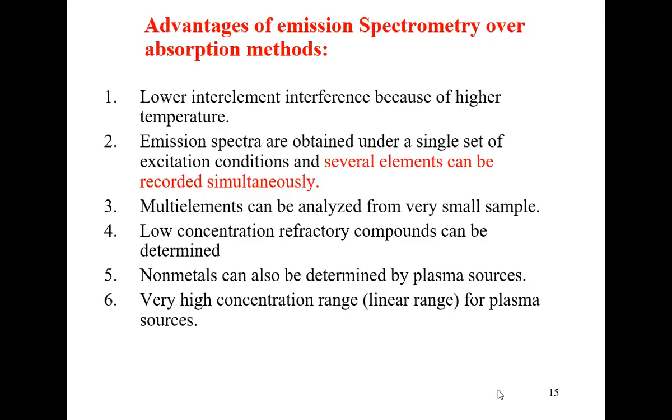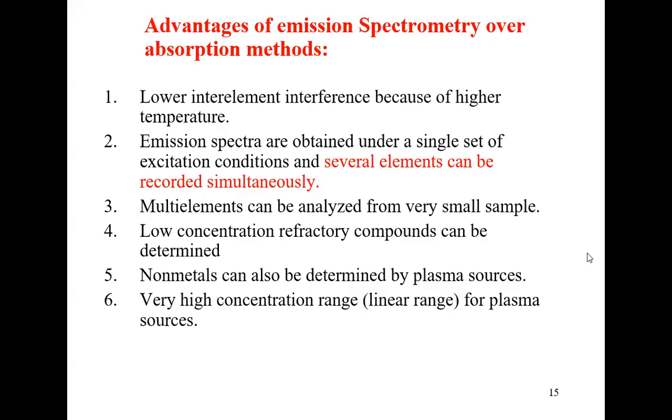So the advantage of using emission spectrometry over atomic absorption is these advantages. You can measure several elements simultaneously, and multi-elements can be analyzed from a very small sample. Not so with AA. AA, you need a lot of sample, and you need tedious preparation, right? The whole idea of preparing samples for emission spectrometry and for AA, atomic spectrophotometry, nearly follows the same procedure, but a little bit more tedious in one case.